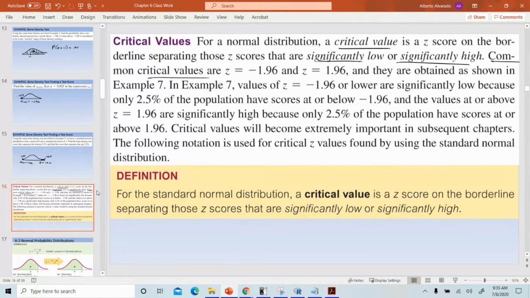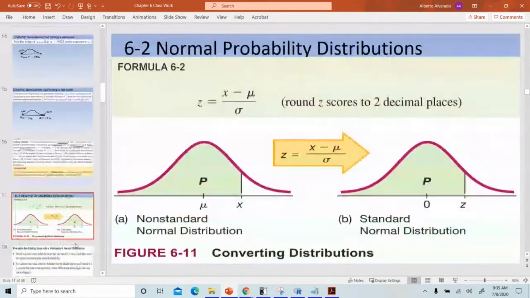And here we would say 1.96, anything beyond 1.96 is significantly high because only 2.5% of the population have scores at or above 1.96, which is less than the 5%. So the rules still apply that we've talked about before, the beyond 2 standard deviations and then the less than 5%. Okay, so for the standard normal distribution, a critical value is a z-score on the borderline separating those z-scores that are significantly low or high. So that's what a critical value is, to separate whether something's significantly low or high.